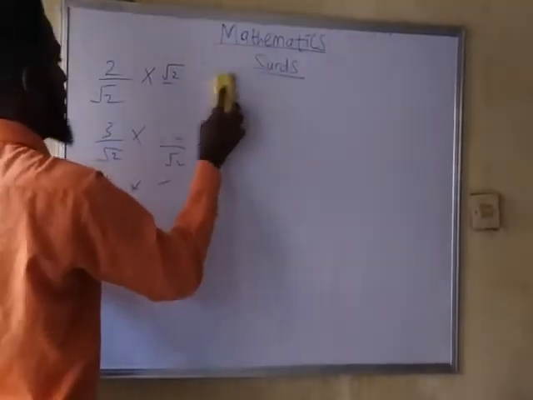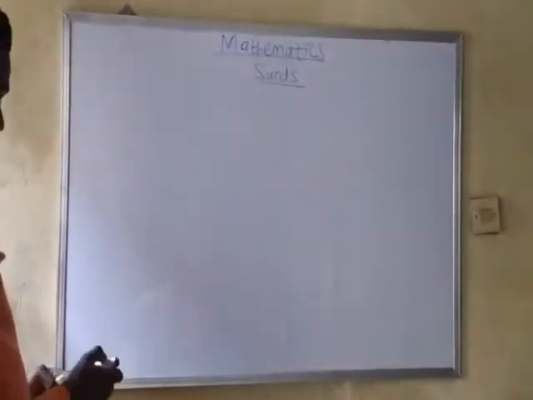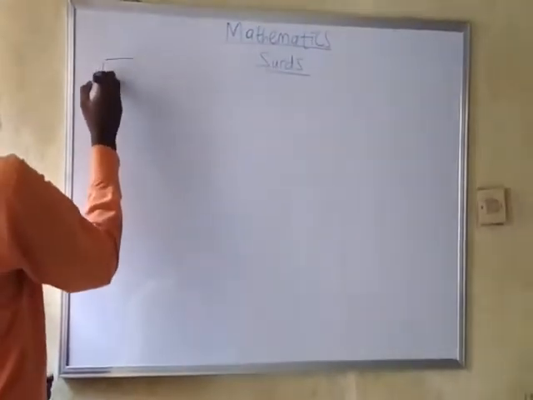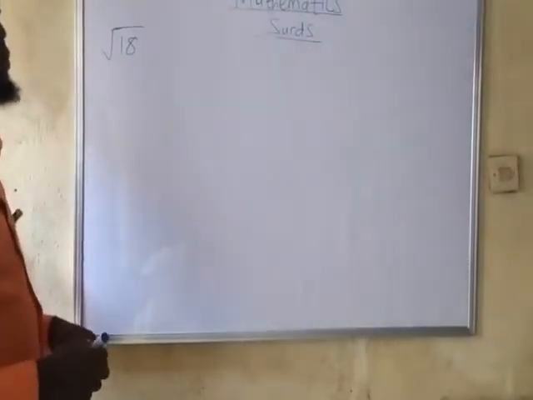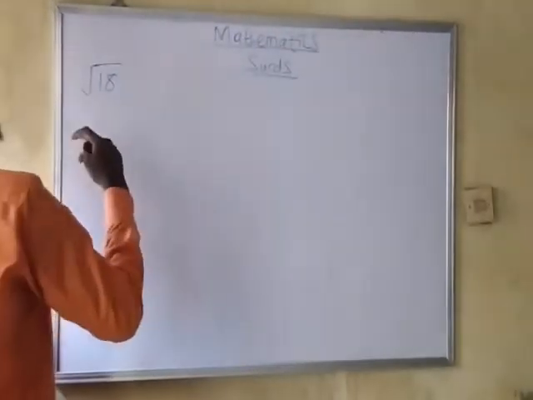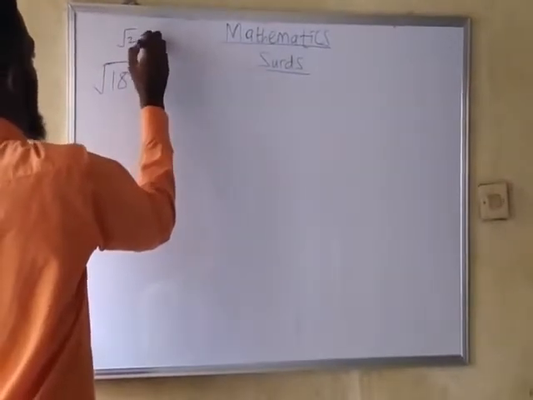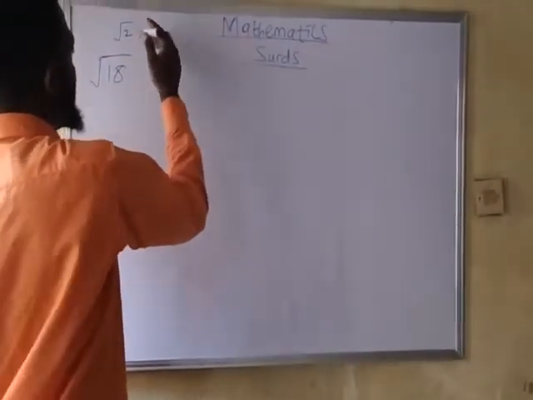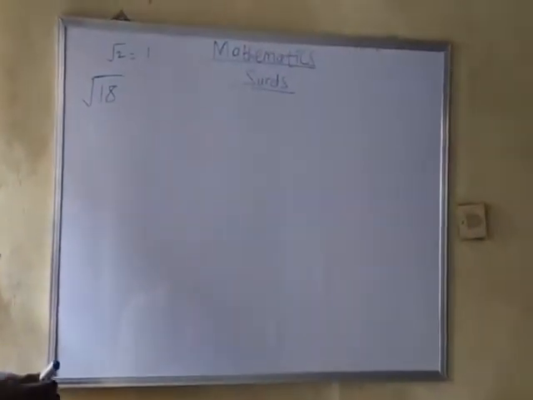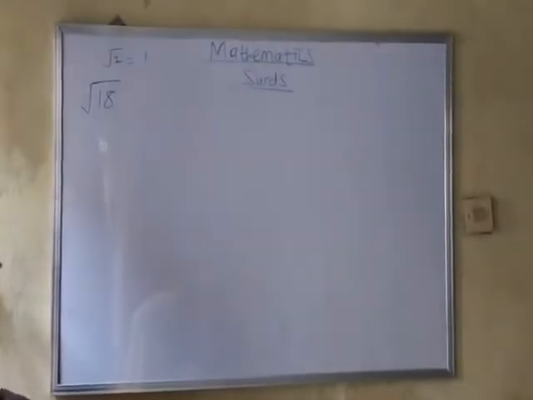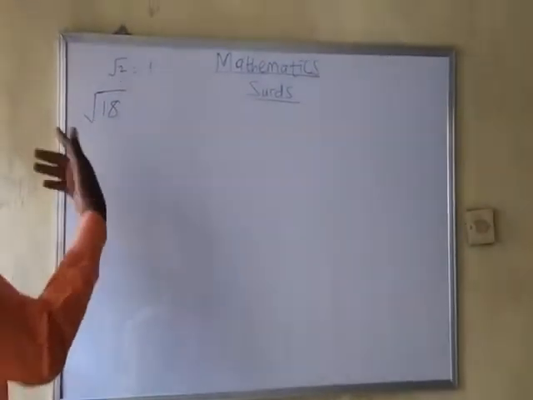We can actually simplify surds. How do we simplify surds? How do we make surds appear simpler? Now, if you have root 18, for example, root 18 seems quite distraught. Let's assume in the question you're given root 2 as 1 point something something something, and you have to get root 18. You can't get root 18 from root 2 simply because 2 and 18 are not the same.